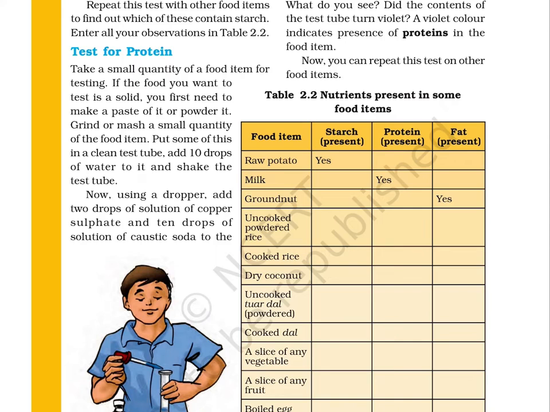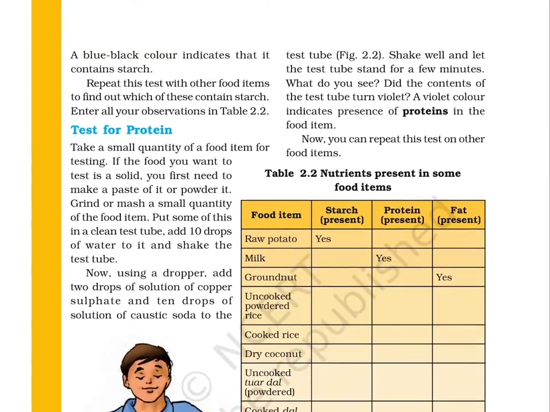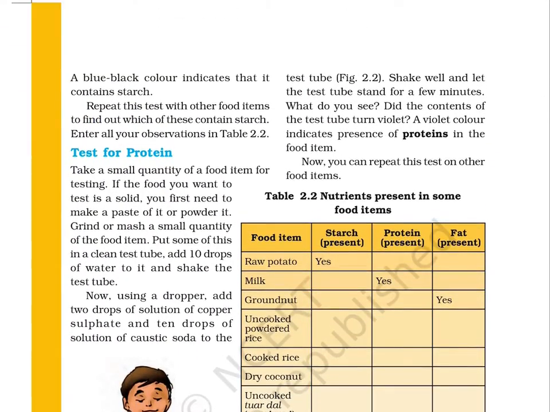Now, using a dropper, add 2 drops of solution of copper sulfate and 10 drops of solution of caustic soda to the test tube. Figure 2.2. Shake well and let the test tube stand for a few minutes. What do you see? Did the contents of the test tube turn violet? A violet color indicates presence of proteins in the food item. Now, you can repeat this test on other food items.